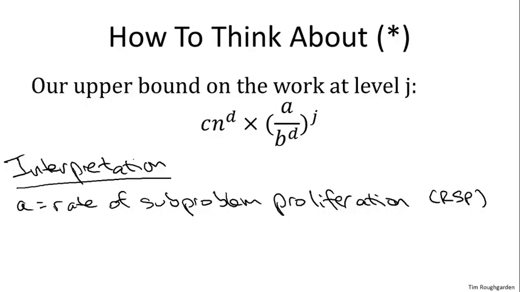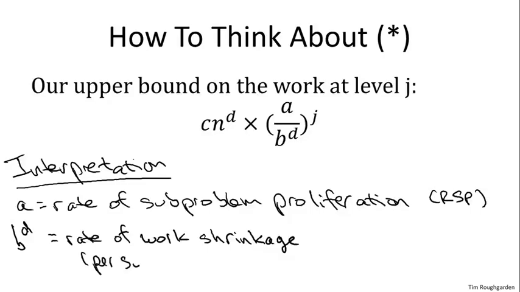The forces of good, what we have going for us, is that with each recursion level j, we do less work per subproblem. And the extent to which we do less work is precisely b to the d. So I'll abbreviate this rate of work shrinkage, or this quantity b to the d, by RWS. Now perhaps you're wondering, why is it b to the d? Why is it not b?